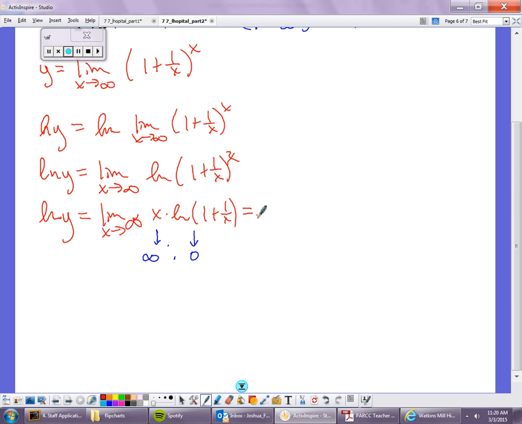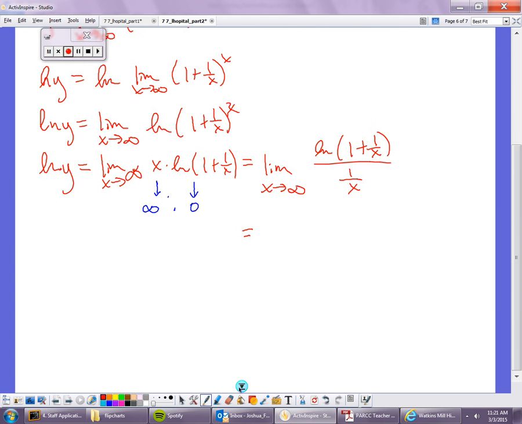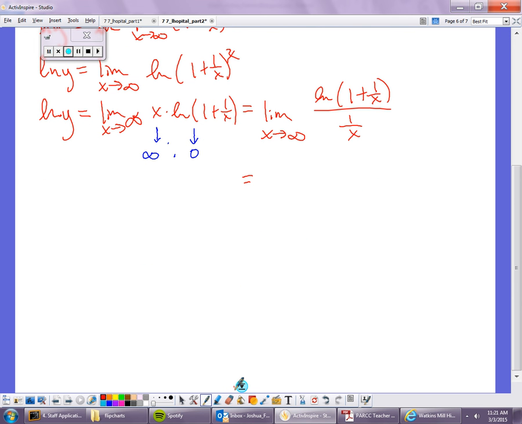Now to use L'Hopital, just like in the last problem, I have to rewrite this in the form of f of x over g of x. So I end up with the limit as x goes to infinity of ln(1 plus 1 over x) over 1 over x. You can check it: if you try direct substitution, you get 0 over 0 again. I'm not going to go through that, just try it yourself if you don't believe me. I'm going to try L'Hopital now, first pass, and see what happens.